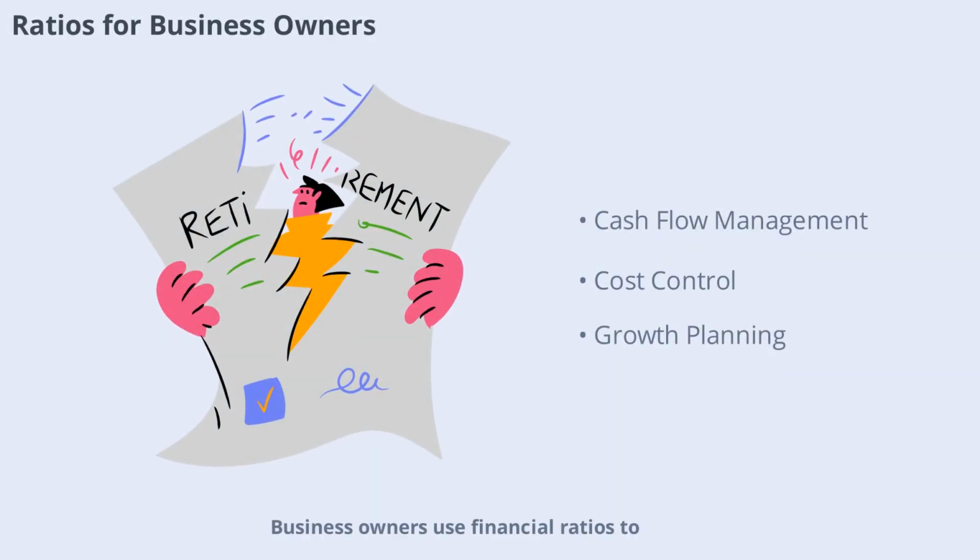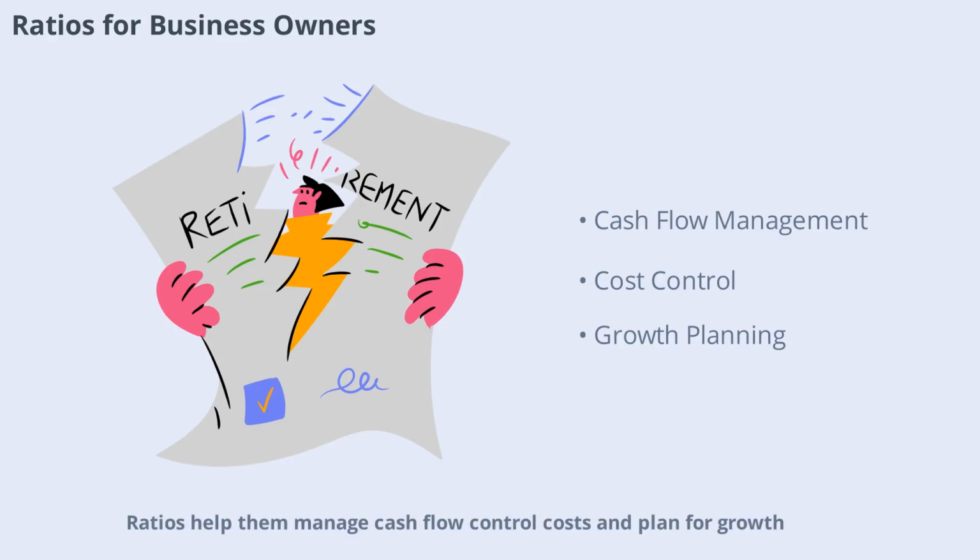Business owners use financial ratios to understand their company's strengths and weaknesses. Ratios help them manage cash flow, control costs, and plan for growth. By regularly reviewing ratios, owners can make smarter decisions and build stronger businesses. Ratios are practical tools for everyday business management.